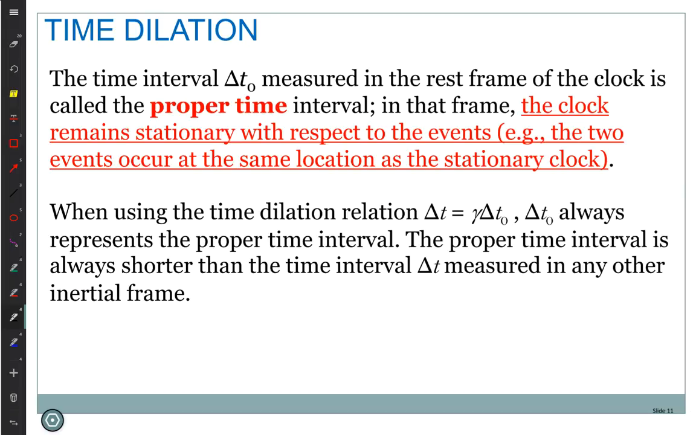Notice the red here, really important. The clock remains stationary with respect to events if you're going to measure the proper time. So if I'm measuring the time for my heart to beat, and the clock is stationary with respect to my heart, it'll measure the proper time for my heartbeat. If the clock is moving with respect to my heart, it's going to measure a dilated time, a longer time. So with time dilation, times are longer in any other reference frame. The proper frame is always the shortest possible time that can be measured.